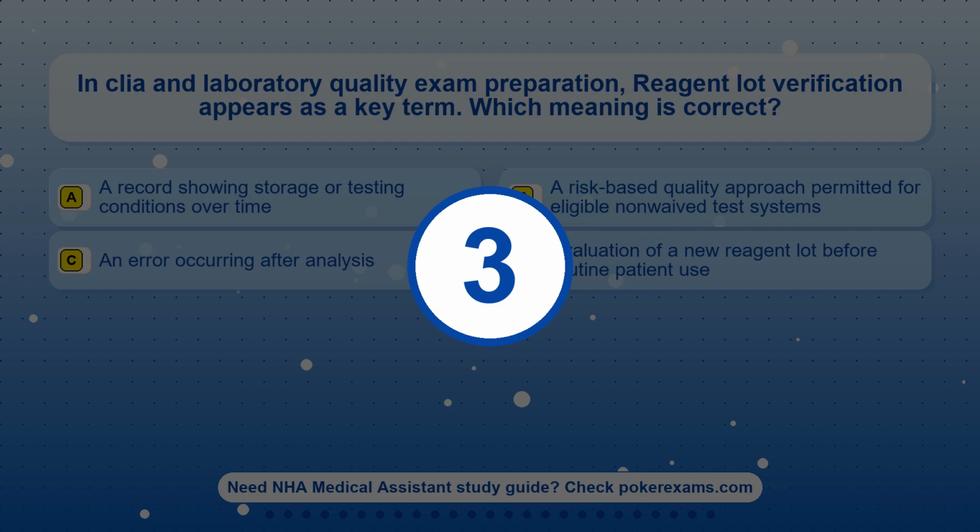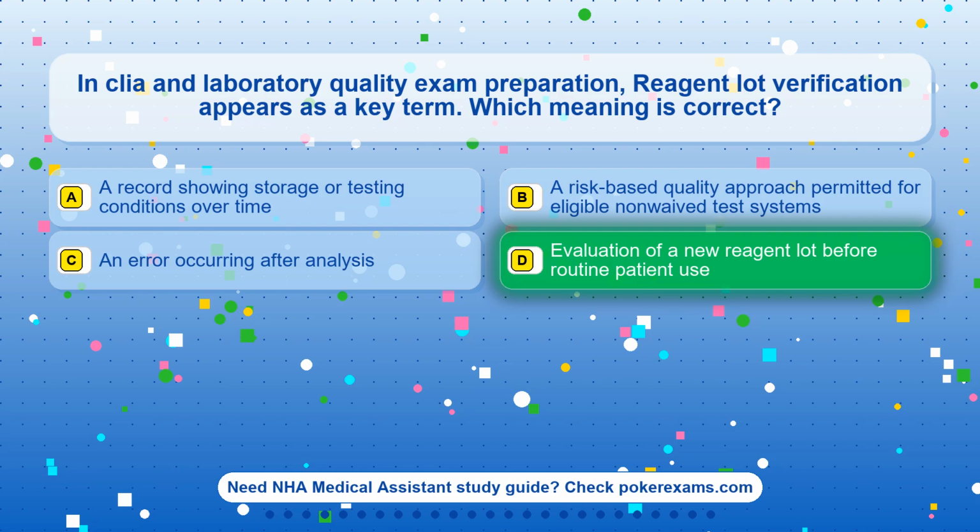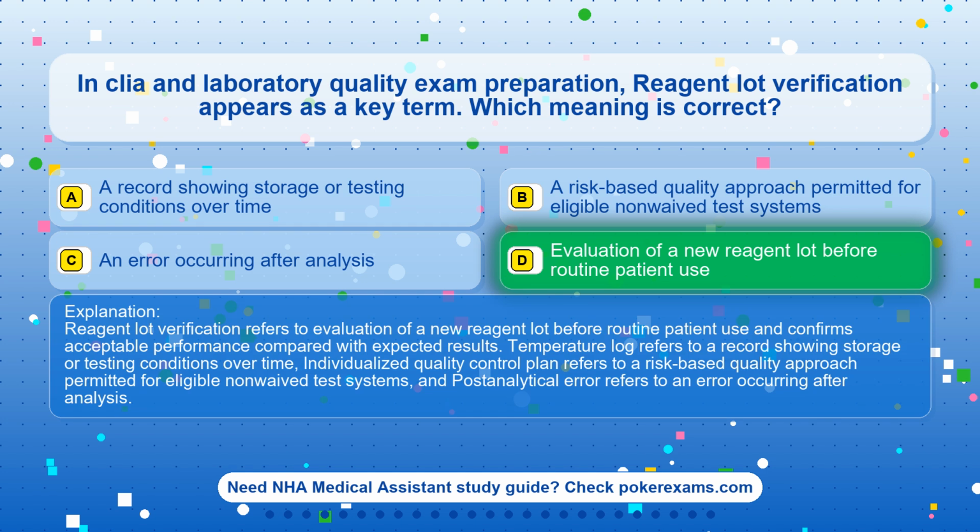The correct answer is option D. Evaluation of a new reagent lot before routine patient use. Reagent lot verification refers to evaluation of a new reagent lot before routine patient use and confirms acceptable performance compared with expected results. Temperature log refers to a record showing storage or testing conditions over time. Individualized quality control plan refers to a risk-based quality approach permitted for eligible non-waived test systems, and post-analytical error refers to an error occurring after analysis.